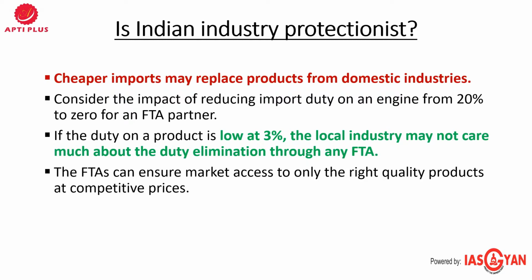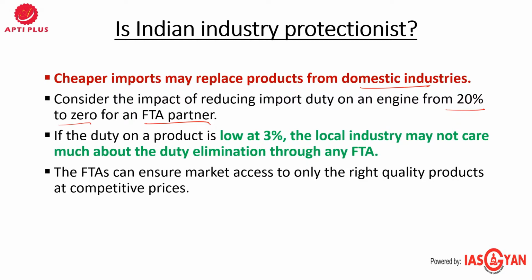Because RCEP has not been signed, India is felt to have taken a protectionist approach in the industrial sector, among all other important sectors like dairy and manufacturing, in every sector. So cheaper imports may replace produce from domestic industries. And if we consider the impact of reducing import duty from 20% to 0 for FTA partners.